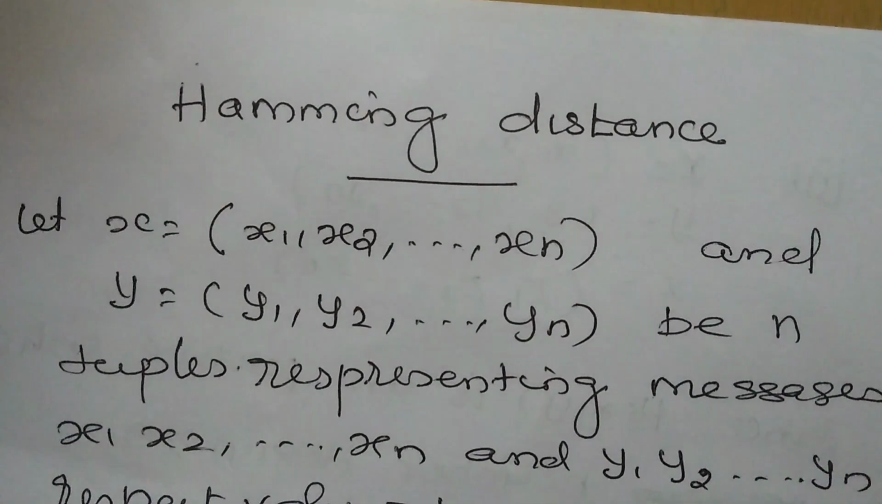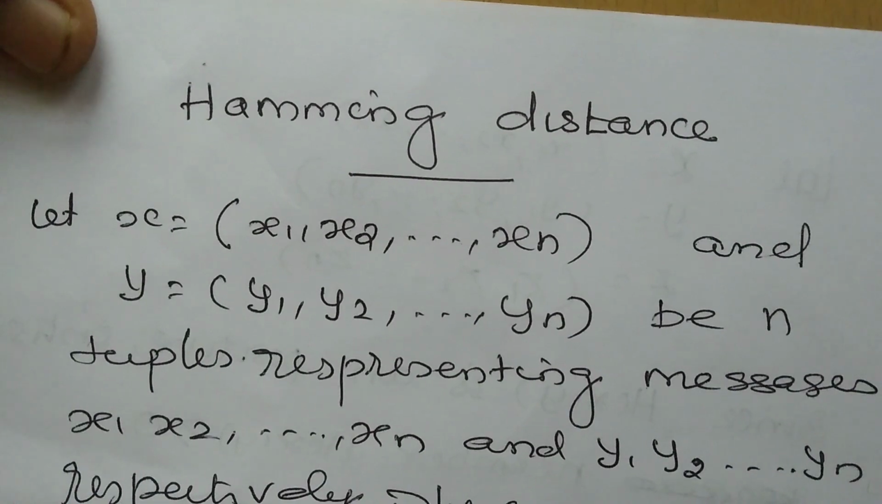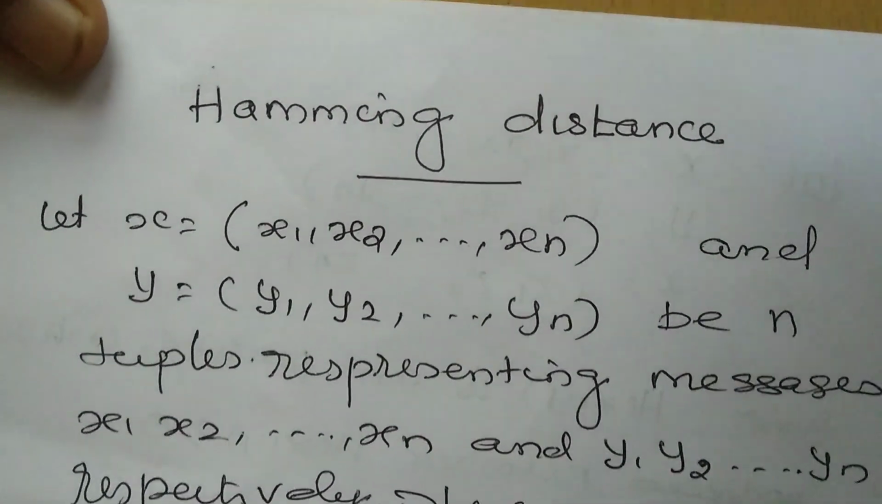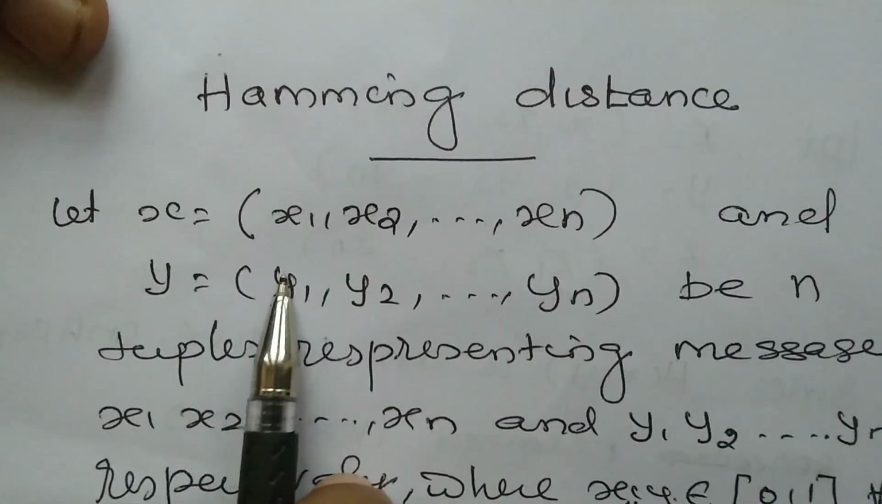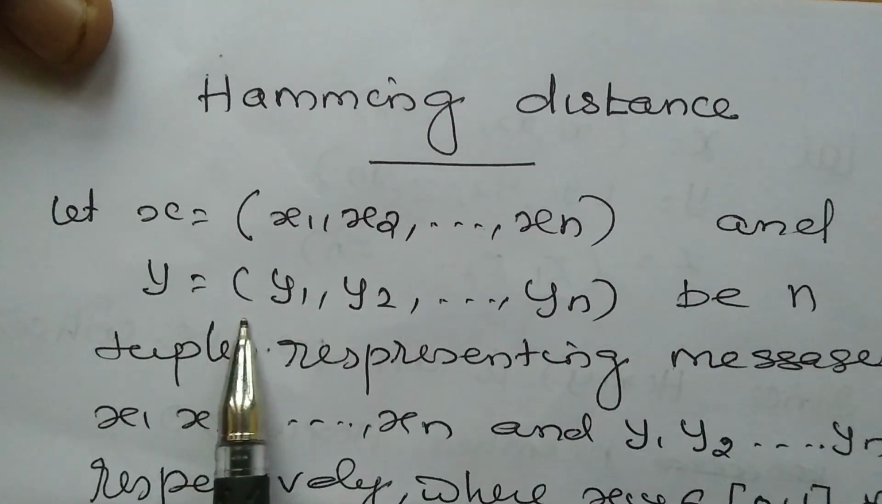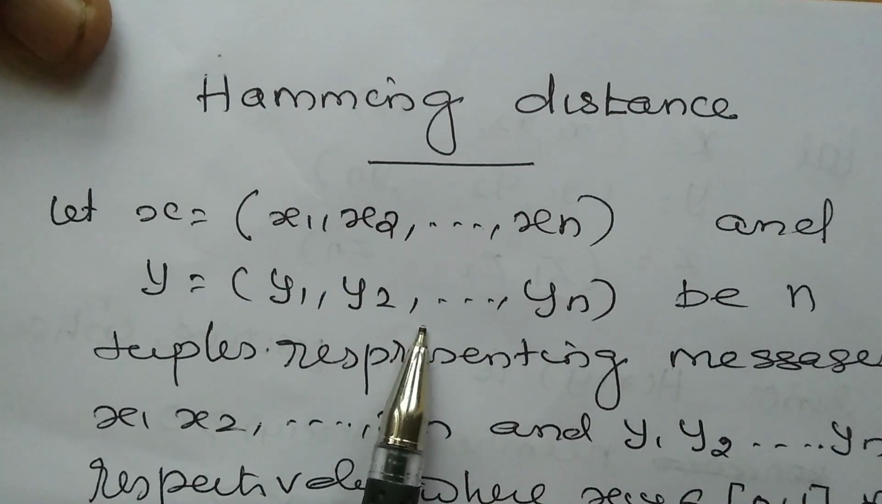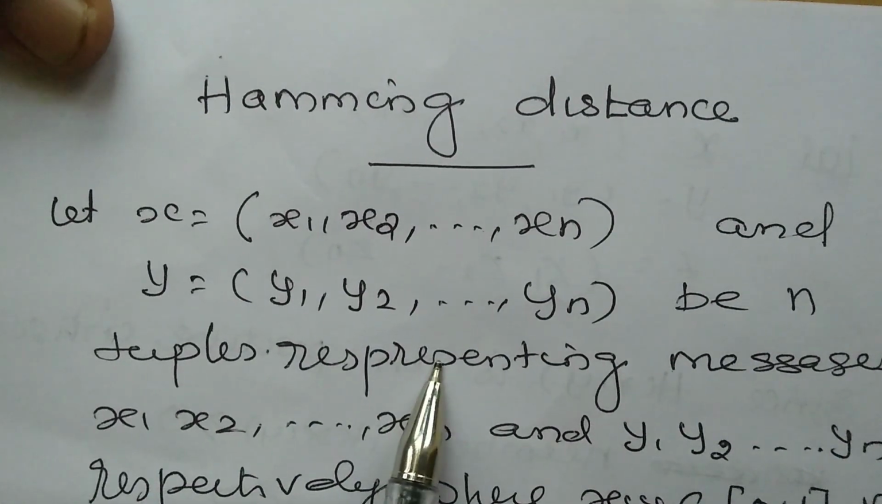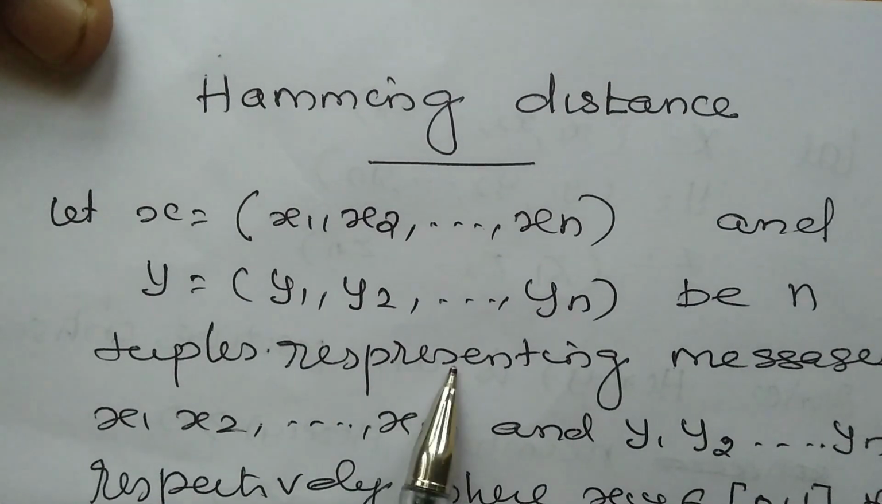Hamming distance. Let us go through this definition. That is, x is equal to x1, x2, etc. xn, and y equal to y1, y2, etc. yn, be n-tuples respectively.